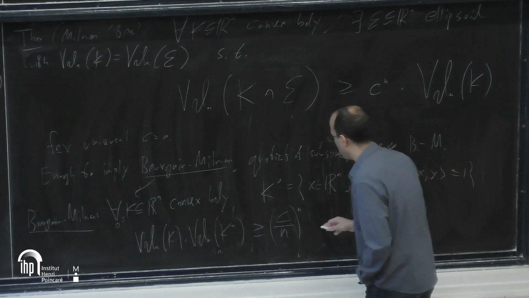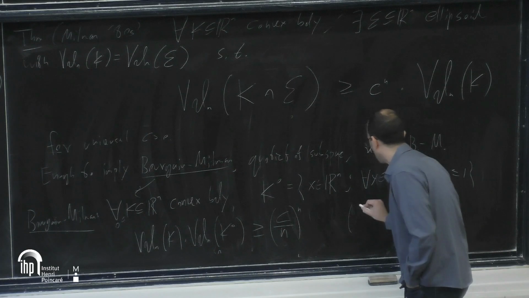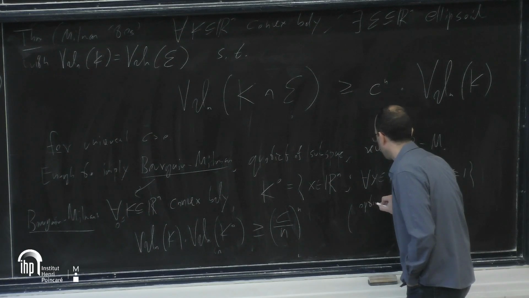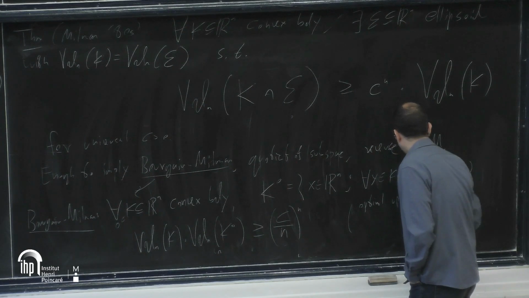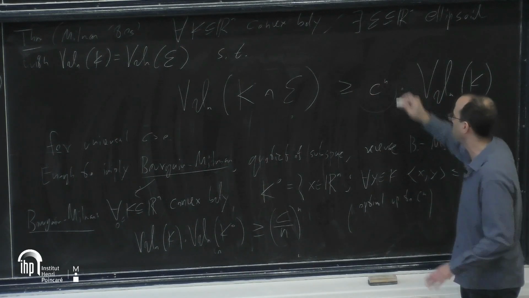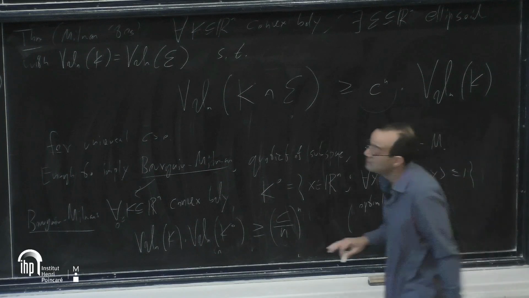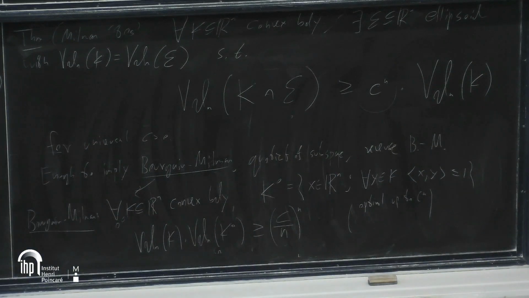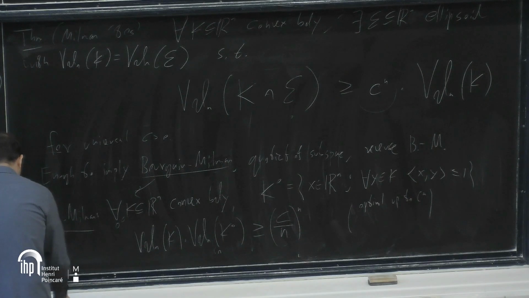And this is optimal up to C to the n, so up to exponential factors. We kind of understand volumes very well already up to exponential factors in dimension. This is known from the 80s. And slicing wants to understand them in a better, more accurate way.